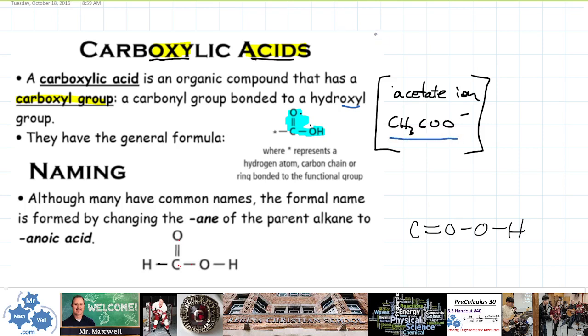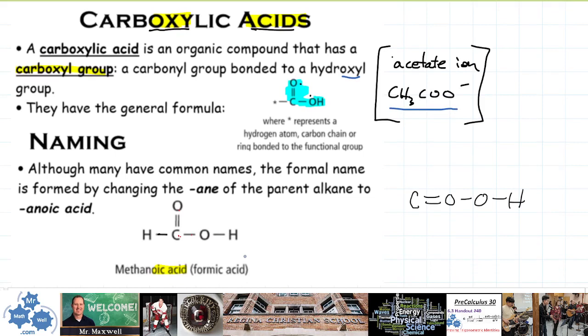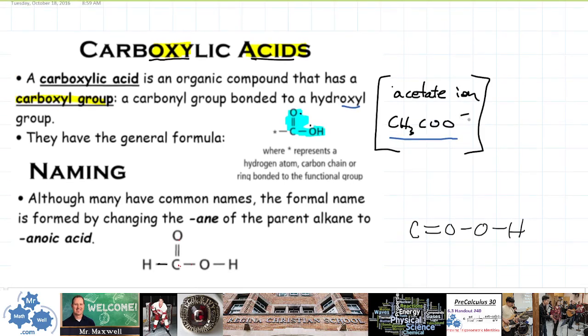Before this hydrogen is released, because you see we have a negative here, it's actually CH3COOH. This is the molecule here, which we'll talk about naming in a second, but it is the molecule that turns into the acetate ion.